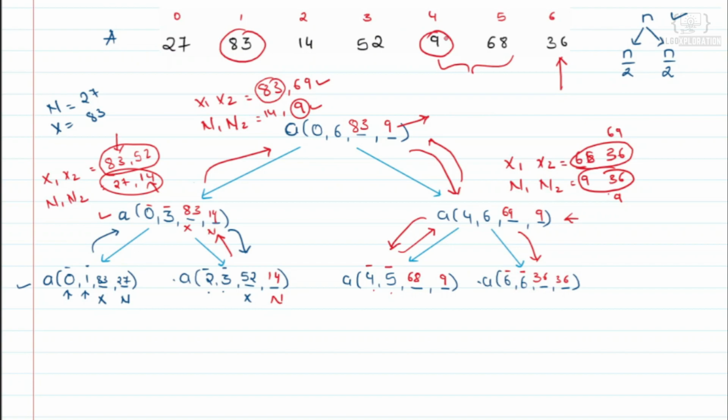So in this way we actually find the maximum and minimum element in a given array using the divide and conquer strategy. Now let's see the pseudocode in the next lecture.